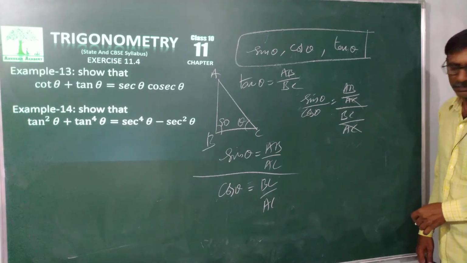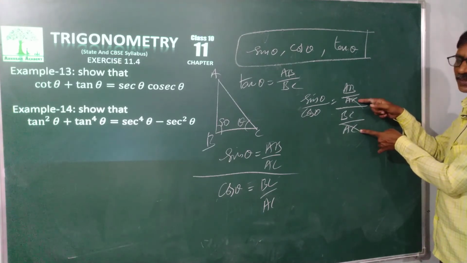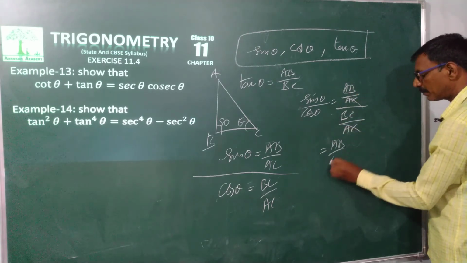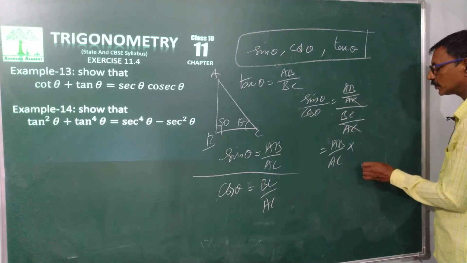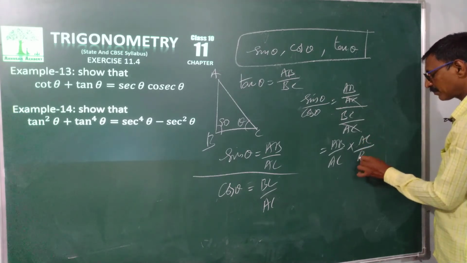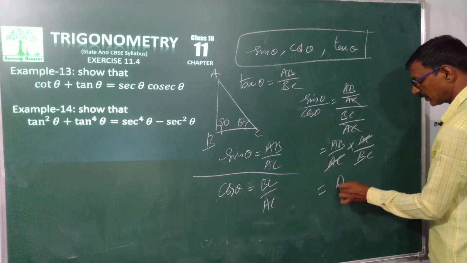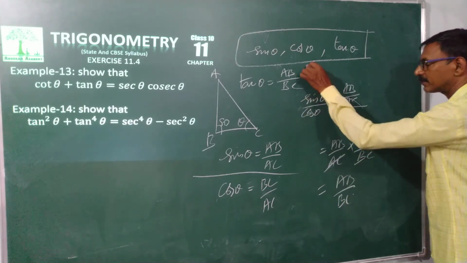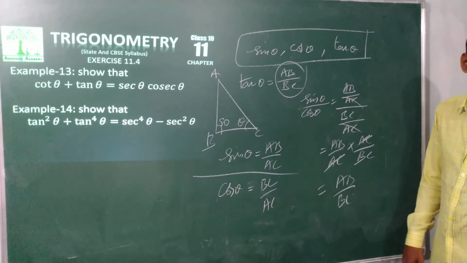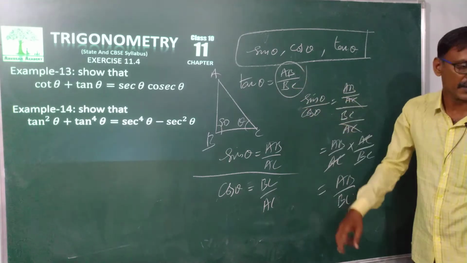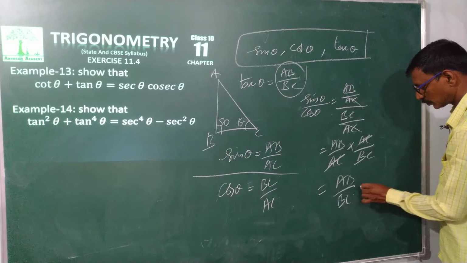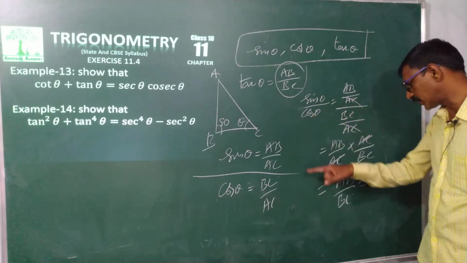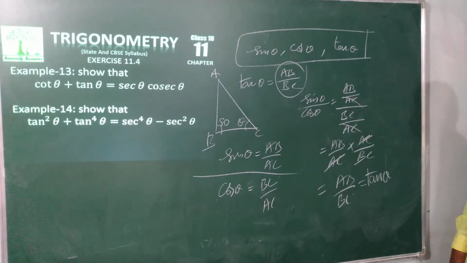AC gets cancelled because here the two denominators are equal. It's the reciprocal multiplied by this. Otherwise you can write AB by AC into AC by BC. These two get cancelled, leaving AB by BC. So AB by BC is nothing but tan theta. See, sin theta by cos theta is always equal to tan theta.